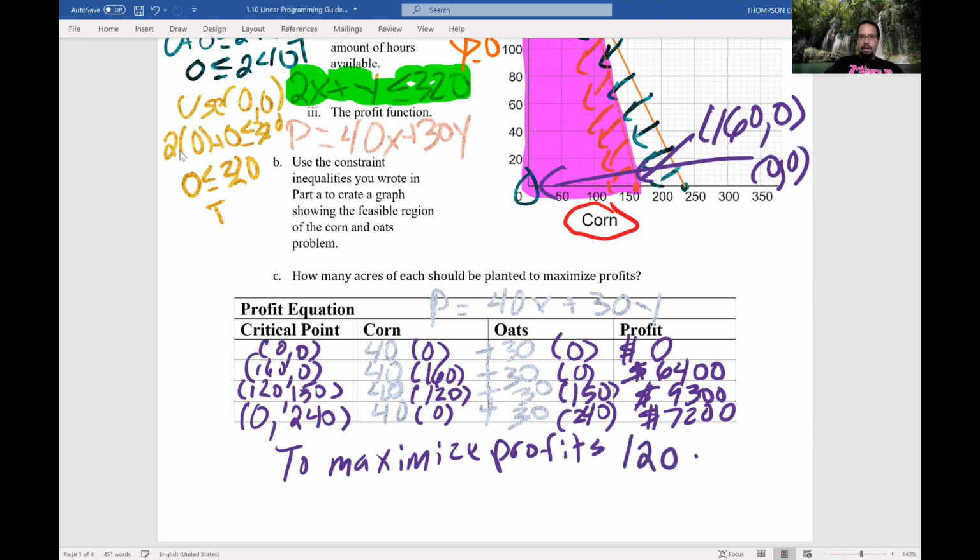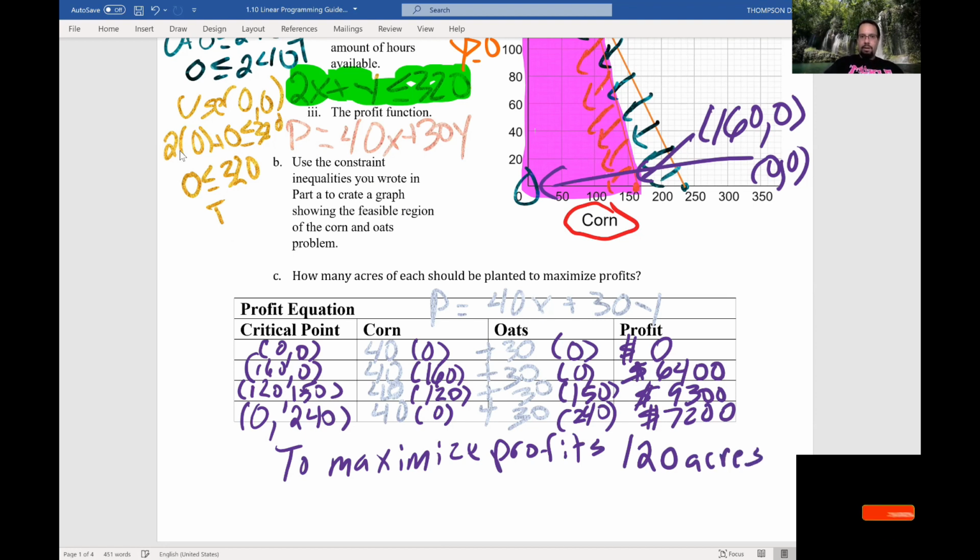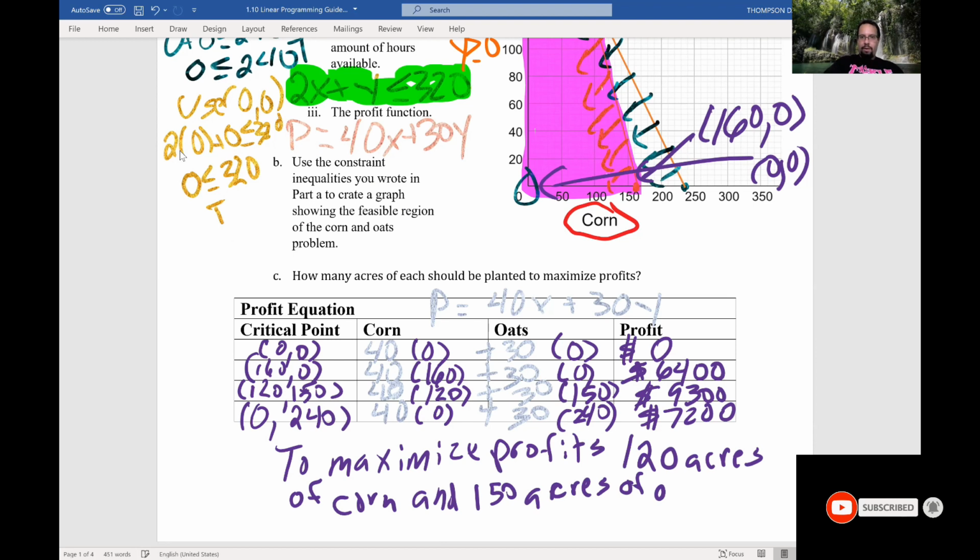120 acres of corn and 150 acres of oats should be planted. And we are done.